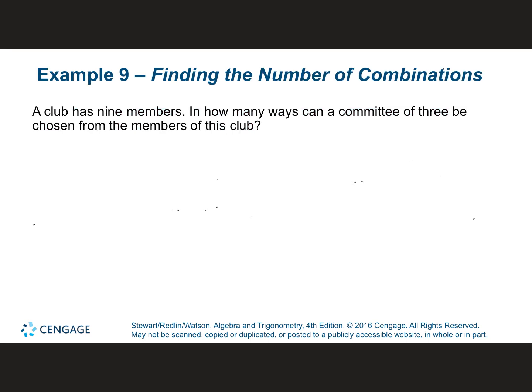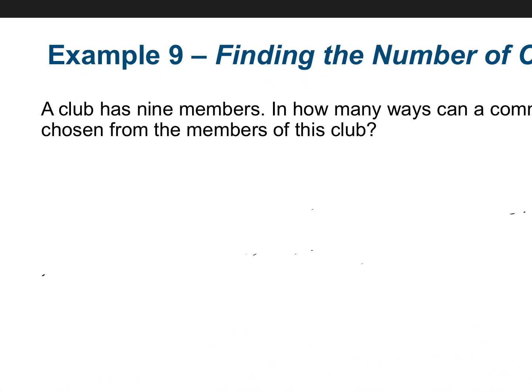So first example tells us that a club has 9 members in it. And how many ways can a committee of 3 be chosen from the members of the club? So this one gives you a combination. The order doesn't matter. So it doesn't tell you that there's a president, a vice president, and a secretary. It just says there's 9 members in the club, and you're picking 3 to be within these chosen members. So you're working with a combination.